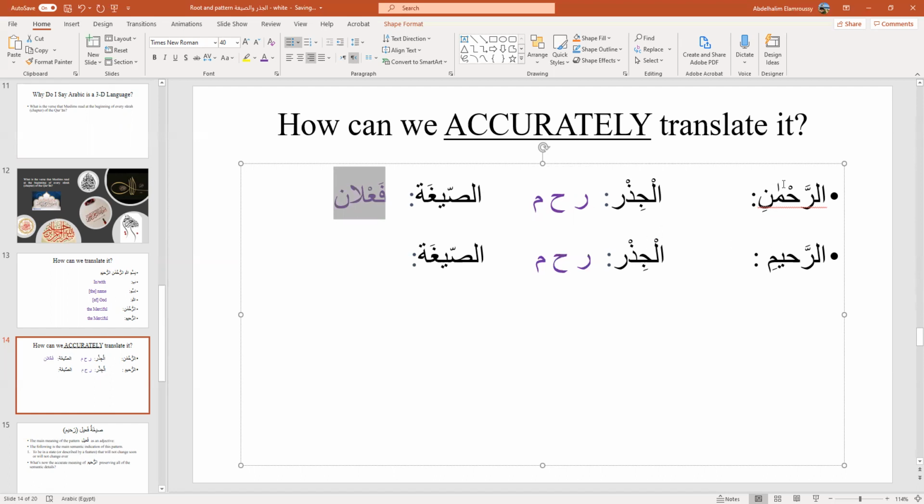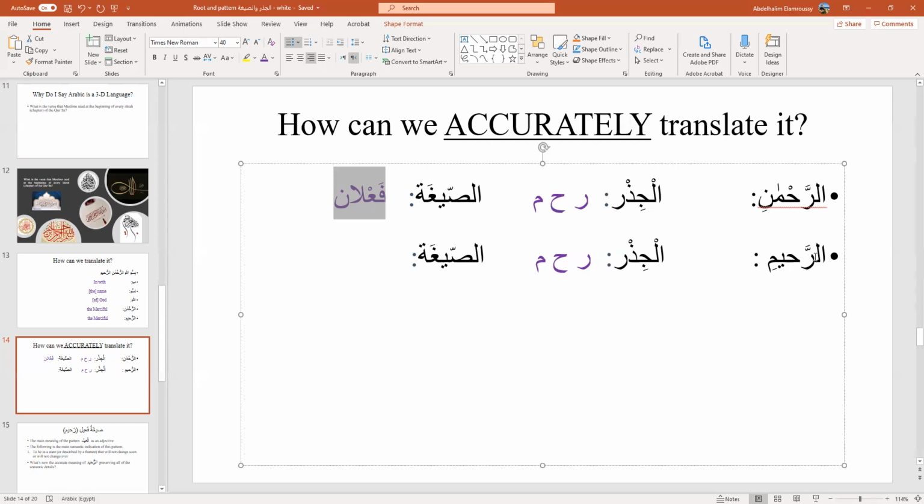And then there is a short alif here. This is just a way of writing, but it's still an alif. It's a regular alif, so let's put it as a regular alif right here. And then the noon will stay as it is, and everything else stays as it is. So it will be fa'lan.